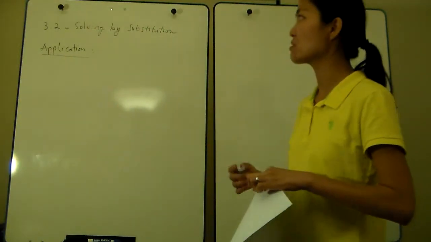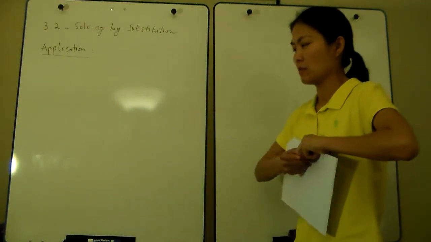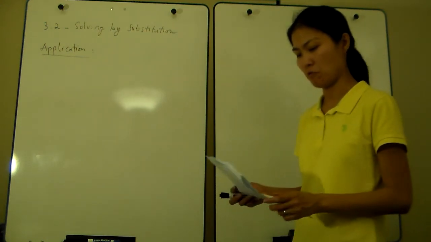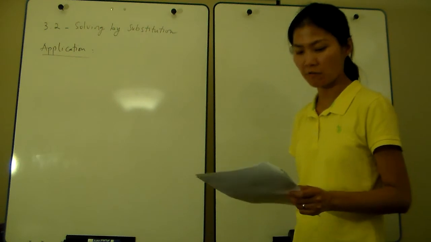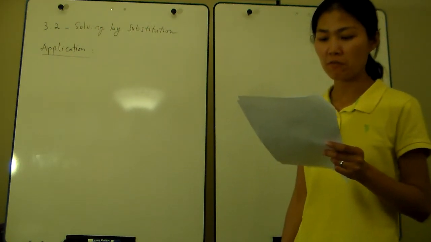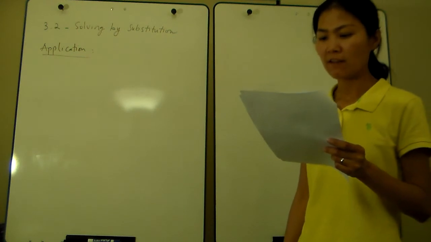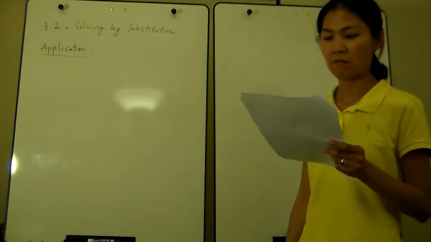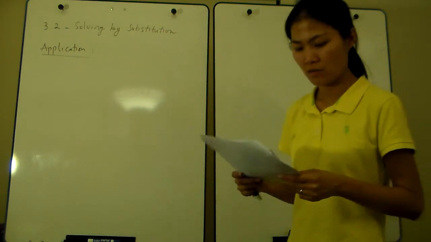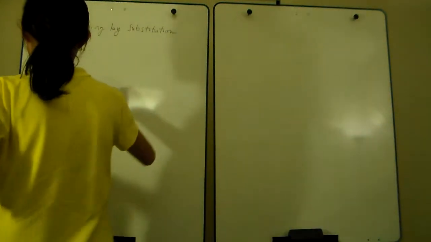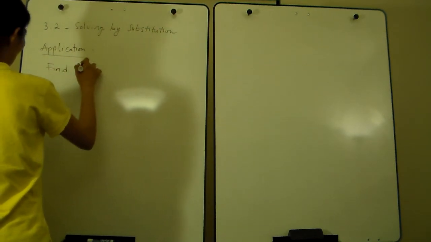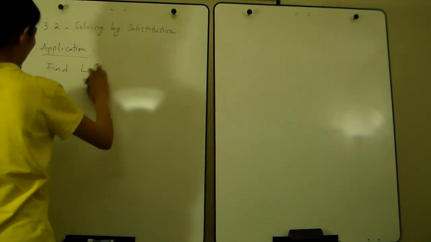So we use a system of two equations to solve real-life applications. Here's the example. It's called soccer field. The perimeter of a soccer field is 340 meters. The length exceeds the width by 50 meters. Find the length and the width. So what we need to define is length and width.